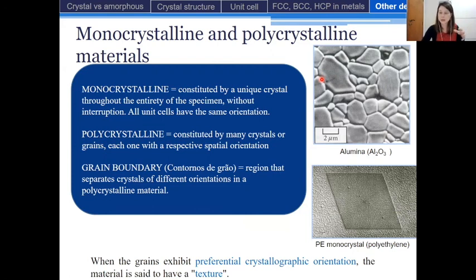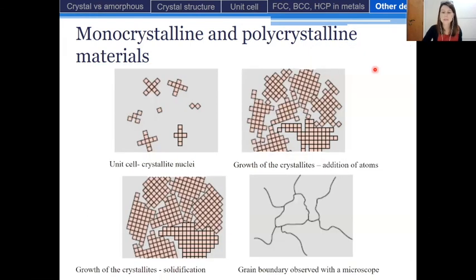So maybe in the way we described how each grain has grown, from the creation of a unit cell up to the final solidification and the final shape of each of these grains, you can understand better what we call grain, what we call unit cell orientation, and so on. Okay, and so we can observe this grain boundary using a microscope.